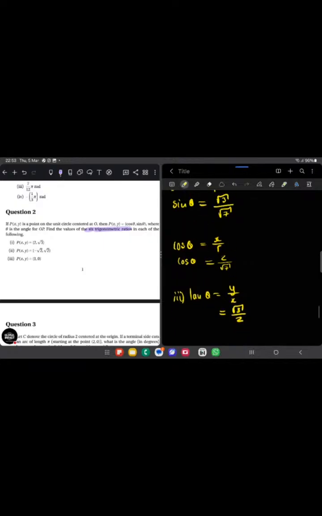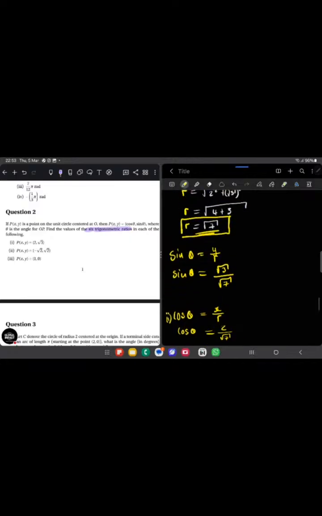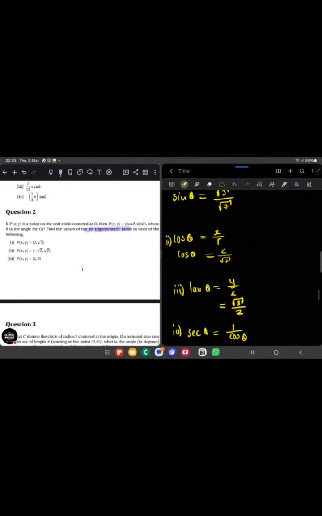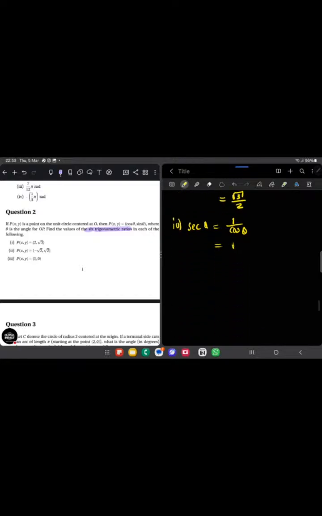Then now, once you have these 3, you can find the other 3. Oh man, come on. You can find the other 3 because you now say, okay, that means part 4, for me to find sec theta, it is 1 over cos theta. If it's a fraction, you flip it upside down. So cos theta is 2 over root 7, which means sec theta is going to be root 7 over 2. You flip it upside down. That is going to be your sec theta.